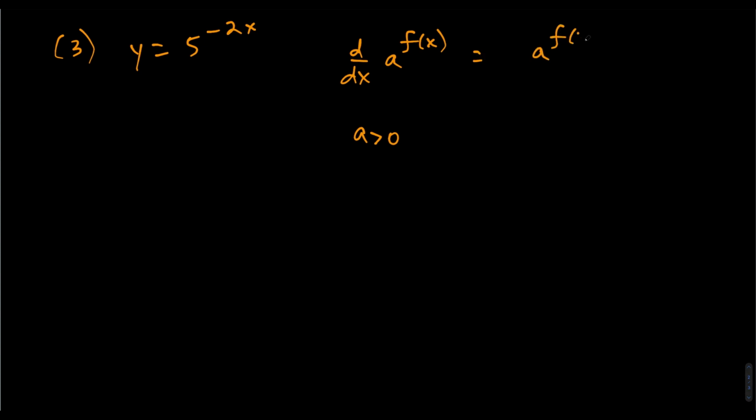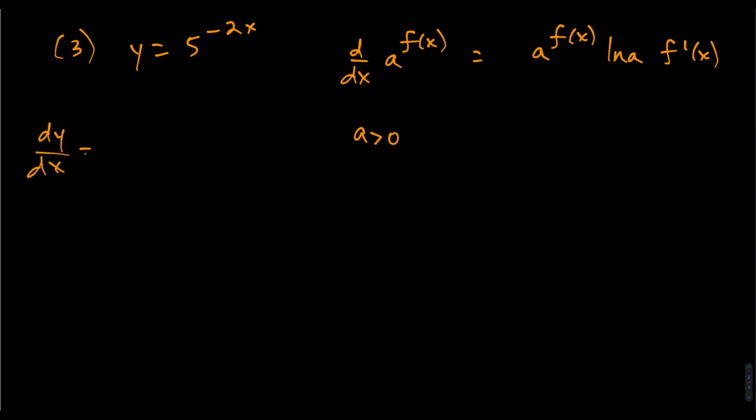For the third question, let's take a look at y equals 5 to the negative 2x. For a question like this, we have to know the derivative of a to the f of x power, where a is some positive constant. So we have a is greater than 0, is going to be equal to a to the f of x times natural log of the base, which is a, and all of that times f prime of x. So if we just know this formula here, then this question is not too bad.